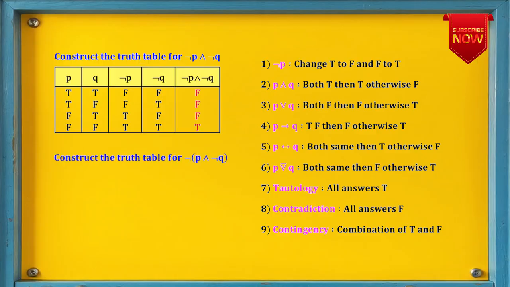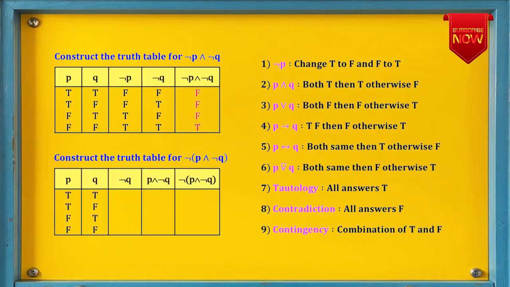Similarly, next sum, construct a truth table for negation of P and not Q. So here also, there are two statements, P, Q. So we have to take four possibilities, TT, TF, FT, FF. So in the question we have not Q, so in the table also write not Q, and then take this bracket P and not Q, and finally negation of P and not Q.